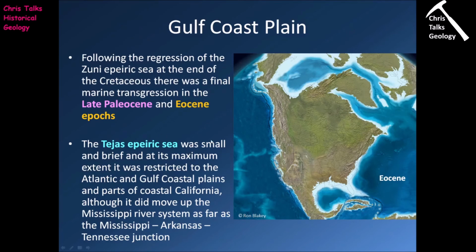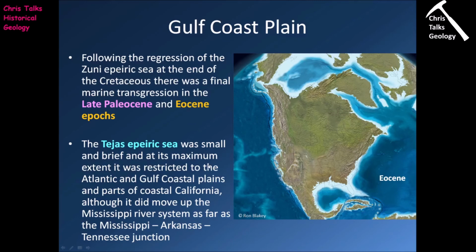So finally, we're just going to drop back onto the Gulf Coast region. So following the regression of the Zuni Epeiric Sea at the end of the Cretaceous, there was a final marine transgression that occurred in the late Paleocene and Eocene epochs. So this is the Tejas Epeiric Sea. And this particular Epeiric Sea was, compared to the others at least, tiny. So it was a relatively small Epeiric Sea, and it was pretty brief. It wasn't around for very long.